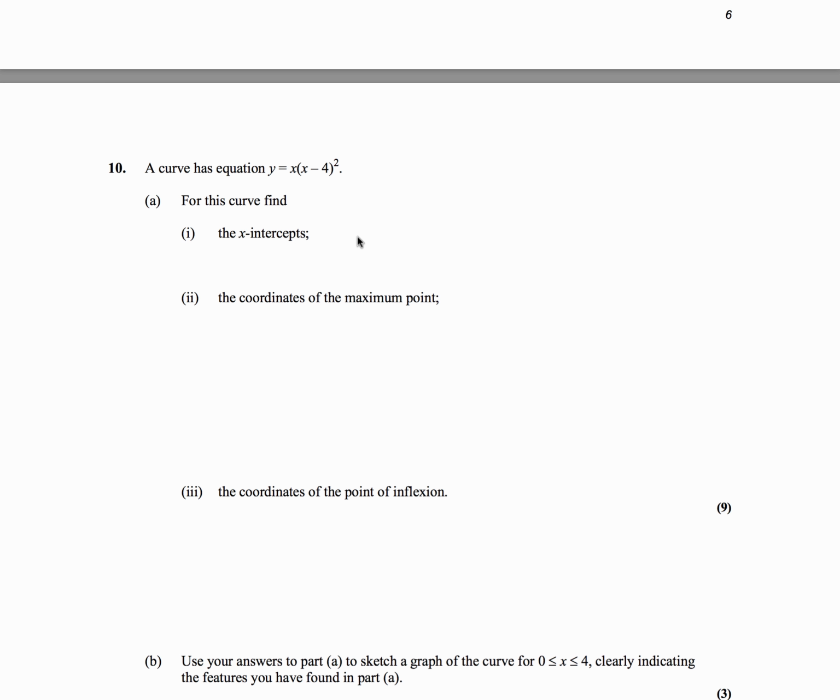All right, so the x-intercept is when f of x is 0, which is x times (x minus 4) squared. Therefore, either x equals 0, meaning the first is 0, or x equals 4, that means the bracket is 0. Notice that is a repeated root, so I'm only touching the x-axis. Find the coordinates of the maximum point, so that means that the first derivative is going to be 0.